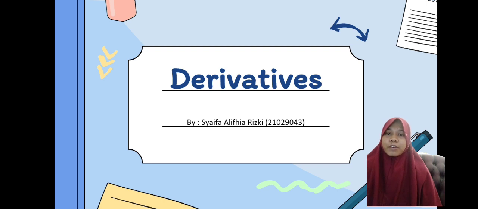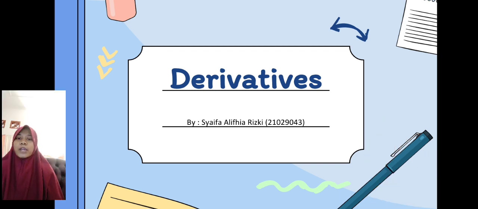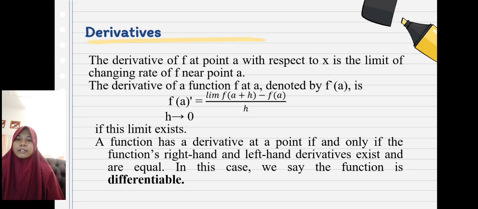My name is Saifa Livariski. You can call me Saifa. My student ID number is 21029043. I'm from the Mathematics Education Department. I will explain about derivative.